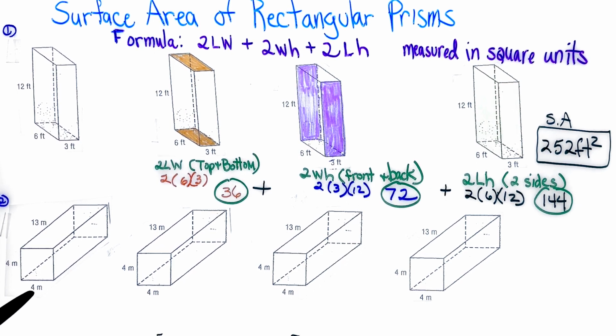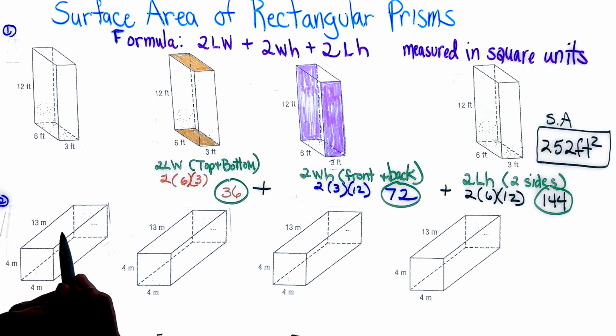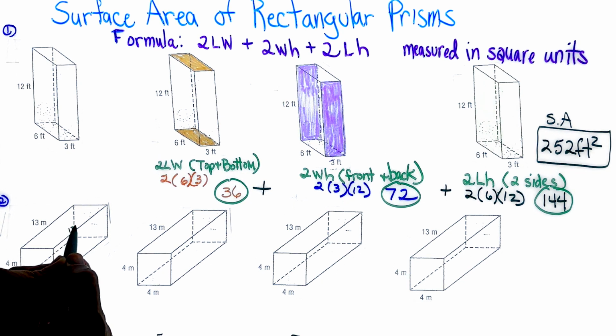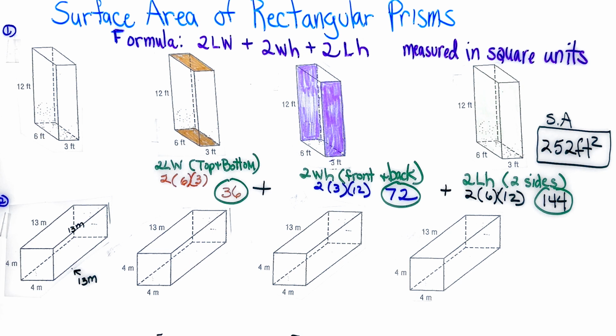So let's look at the dimensions. Oh, we have a 4 for the width, and we have a 4 for the height. So it's not a very tall object. And when we're talking about the length, we see that we have a 13 here. And remember, all of these lengths are the same. So I know that this side right here is 13 meters also, and I know that this one is 13 meters also. So sometimes it helps you to go ahead and label your drawing.